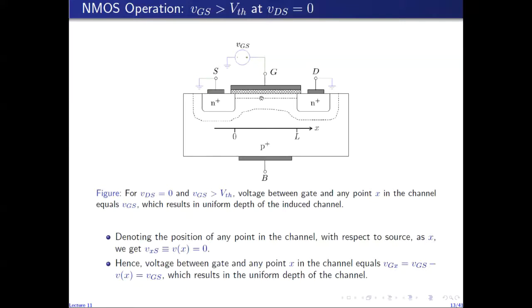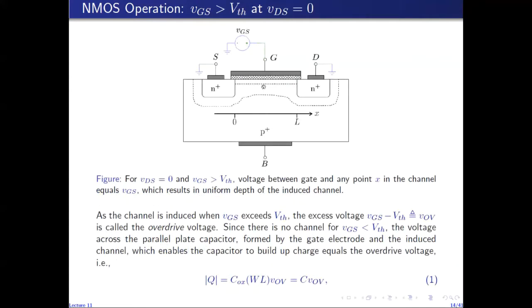So the voltage between the gate electrode and any point in the channel is the same throughout the channel, equal to VGS. Because of that, the vertical electric field is uniform in strength along the channel from this end to this end, which results in uniform depth of the resulting channel. So the channel here has been shown with a straight line and a uniform depth because the voltage between the gate and any point in the channel is the same. This results in a uniform depth induced channel, as is shown in the diagram here.